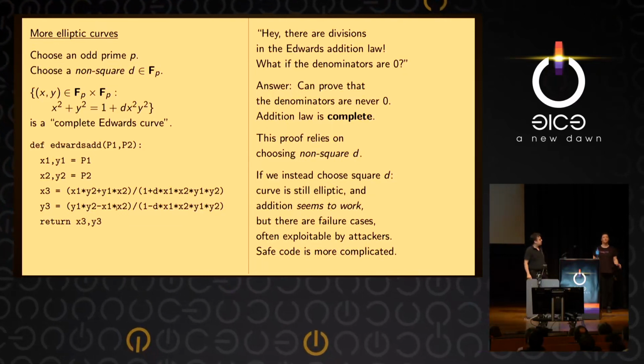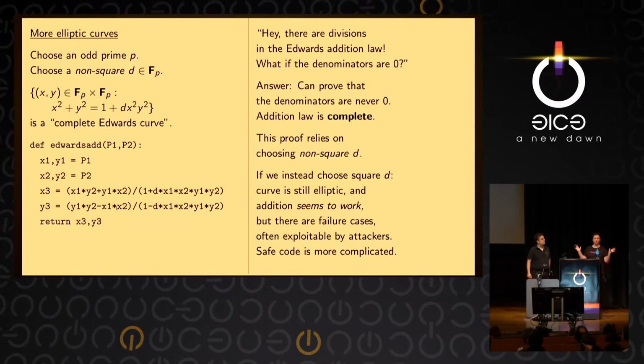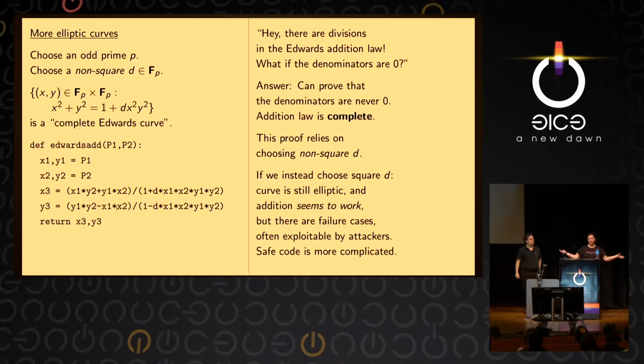Okay, quick aside: over a finite field, every second d is not a square. So this is not a big restriction. It's just removing half of the possible d's.